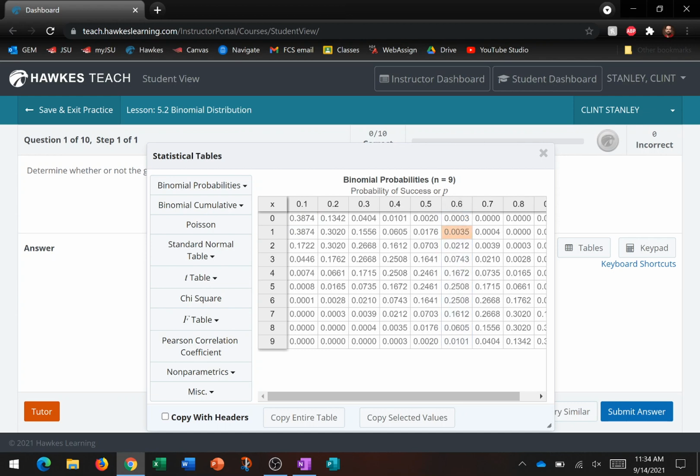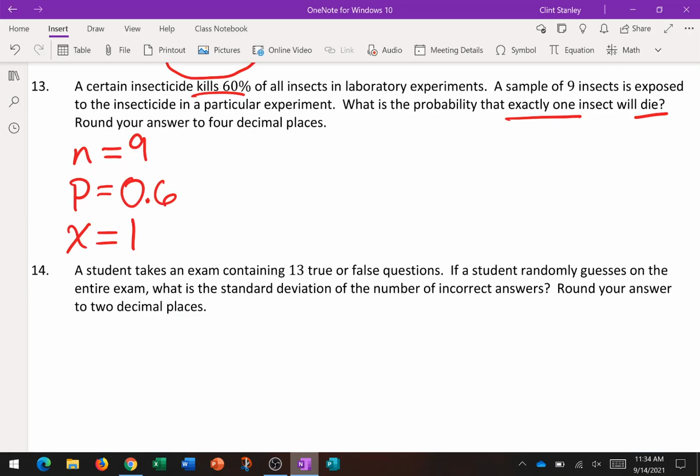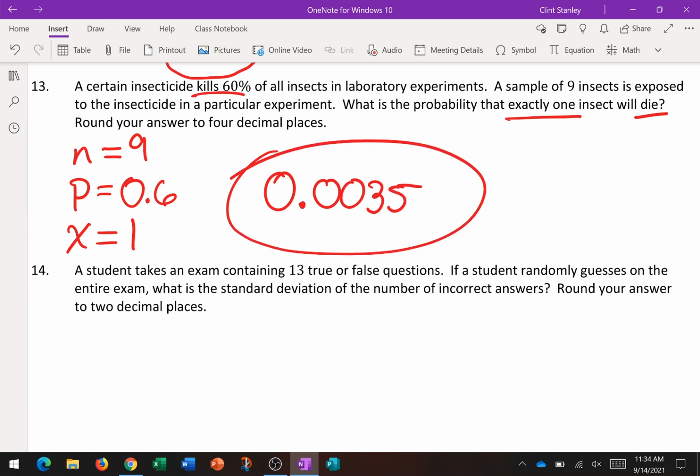So there I know small is 0.0035. Just the standard binomial table. Get 0.0035. You should get the same thing if you do the formula or if you do it with the calculator function. Other than that, you have to round. You have to round to 4 places if you do it that way.